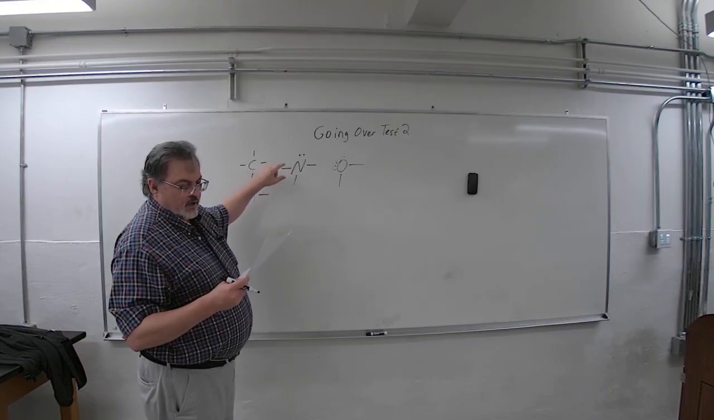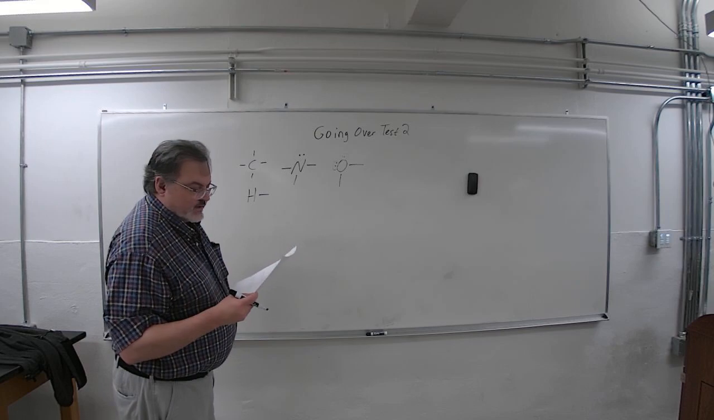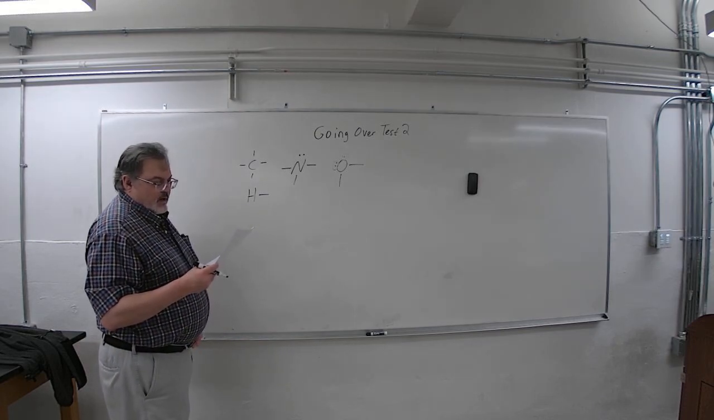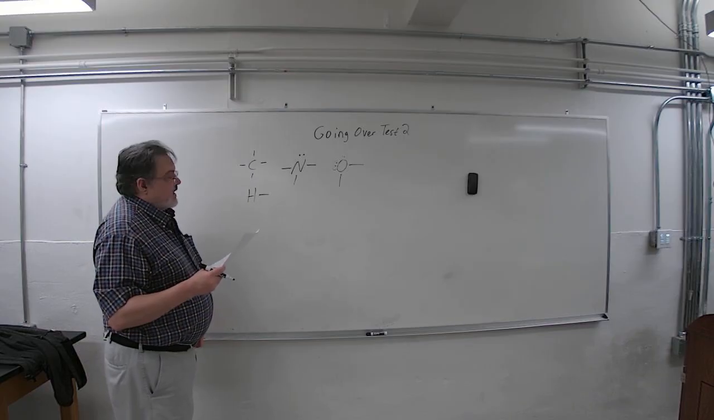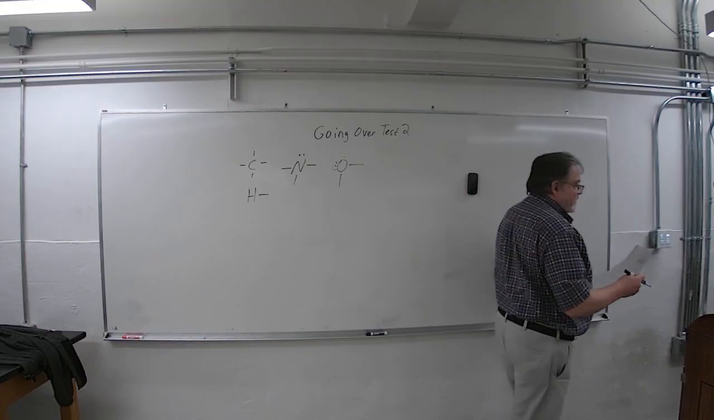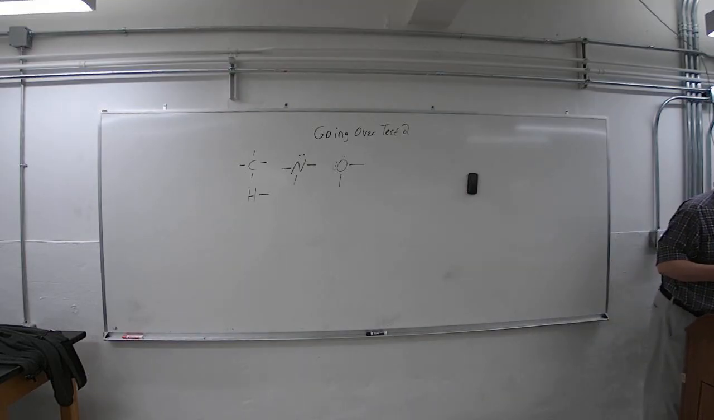So 1, 2, 3, 4, 5 oxygens. 2, 3, 4, 5 oxygens. So that's 10. And then the nitrogen makes 11. So A should be the answer for that one.